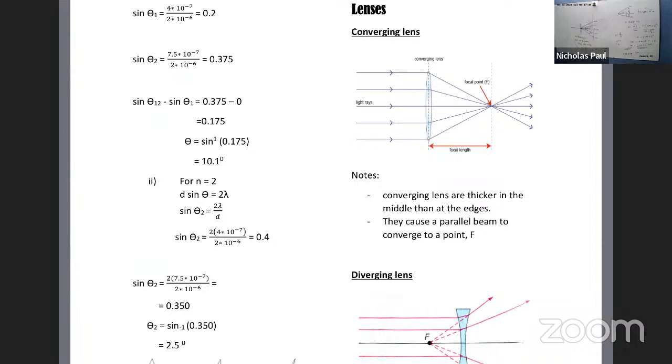We have two types of lenses, converging and divergent. The more important one is the convergent. You have your focal point, your focal length. You have your light rays. What is called a dotted line?